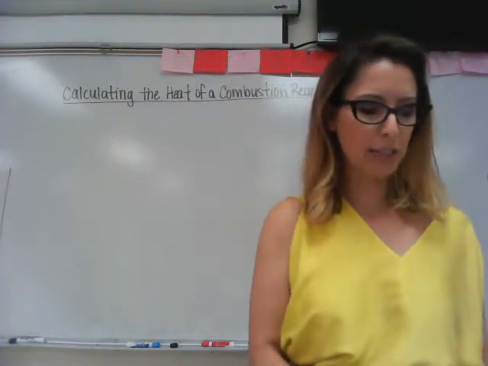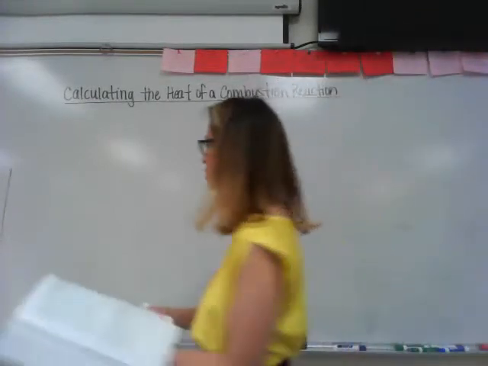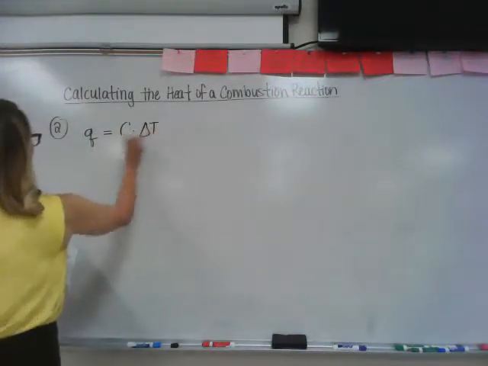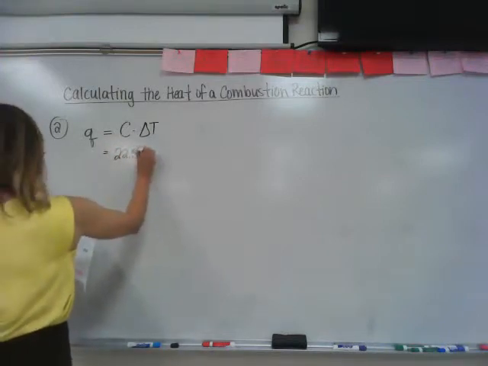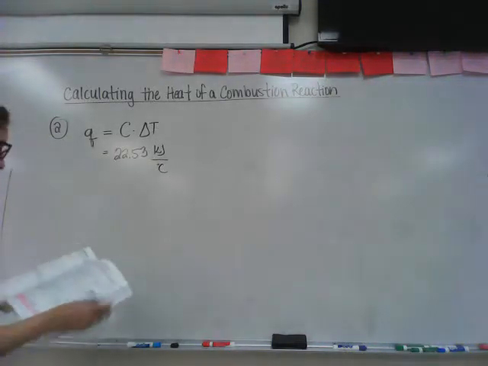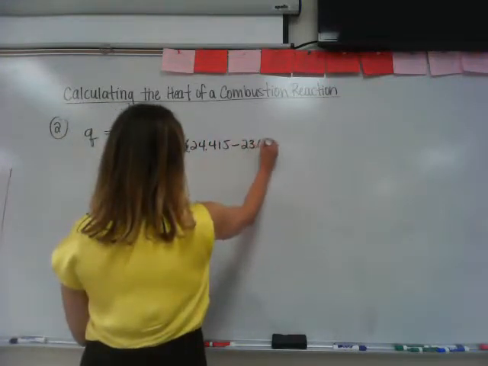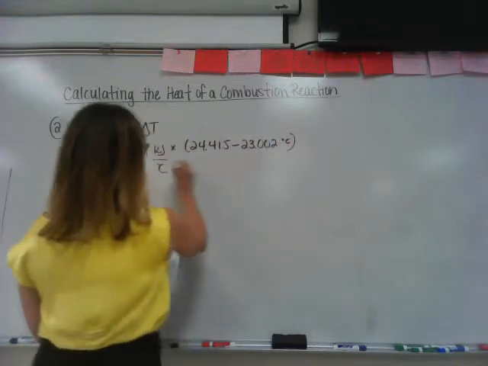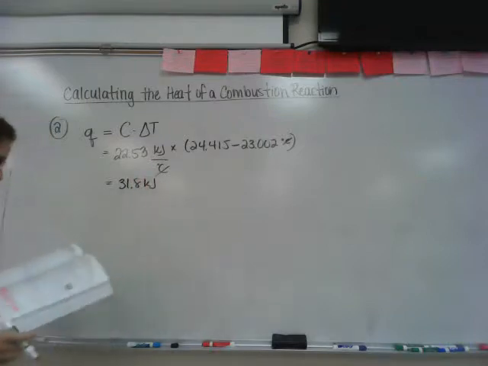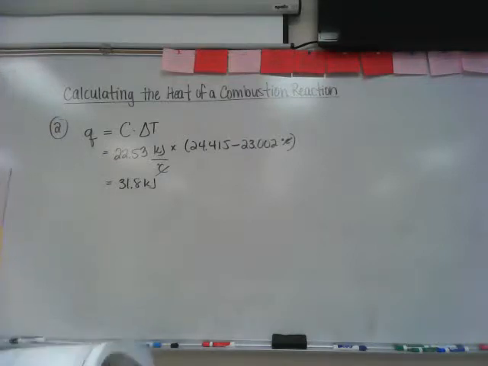Okay, let's calculate heat by using Q equals the heat capacity C times the change in temperature. So 22.53 was the heat capacity of the calorimeter. Your temperature change was 24.415 minus 23.002 degrees Celsius, and that gives you 31.8 kilojoules. So that's what you get when 750 milligrams of toluene reacts.